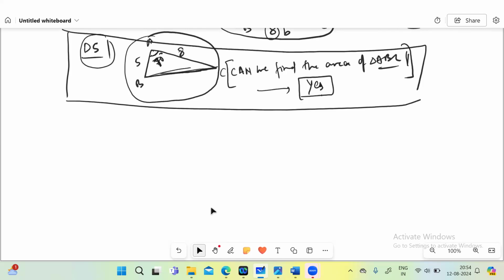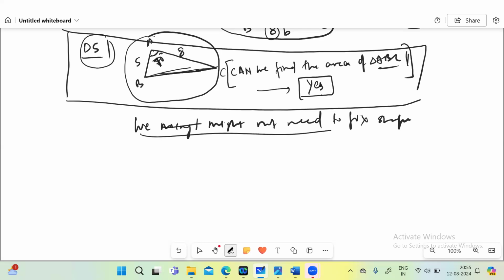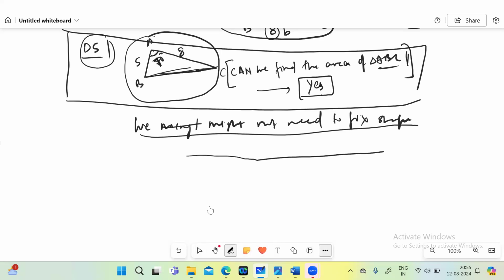But again, in the case of a triangle, many times we might not need to fix the shape also in some cases. I'll talk about such a situation. One of the cases is, let's say, there are two parallel lines.